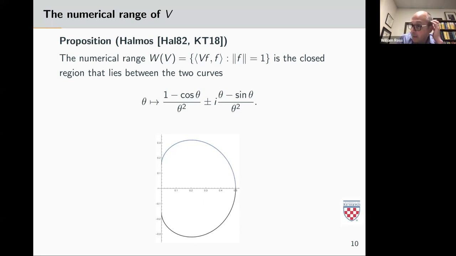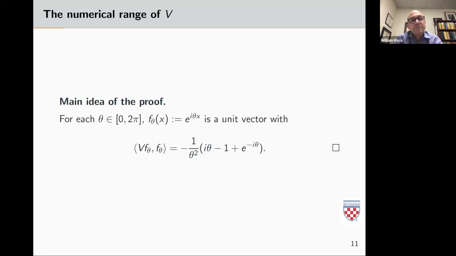All right, so maybe I won't prove every technical detail it takes to do that, but let me at least put you in the ballpark of where a result like that comes from. For each theta between 0 and 2 pi, you can see this is going to be the parameter of my curve, define f theta of x. So let's look at e to the i theta x. This is a function on [0, 1]. It's a unit vector in L2. So it's a point I'm going to use to sample to get my numerical range.